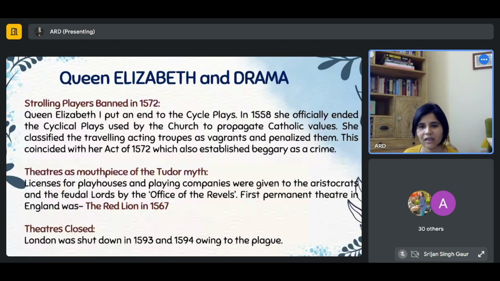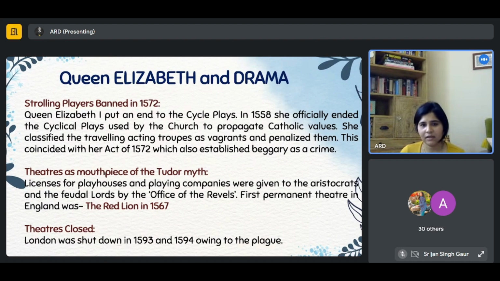Okay, so first, because this touring thing is finished, the first permanent theater was the Red Lion Theater in 1567. Okay, dates are important. I'll tell you how to remember the dates. We can remember the dates also.